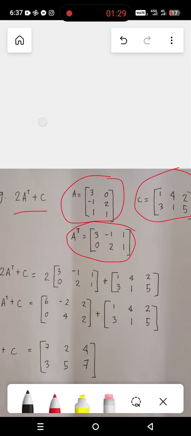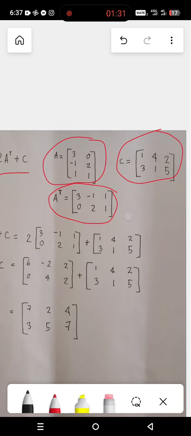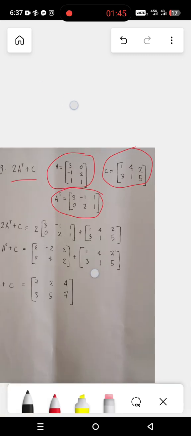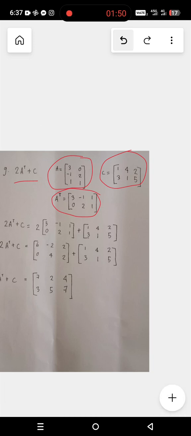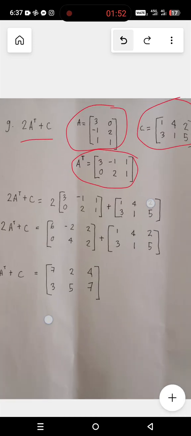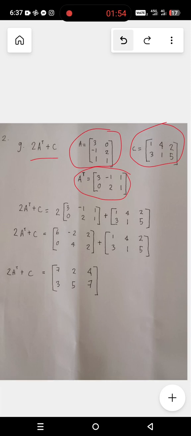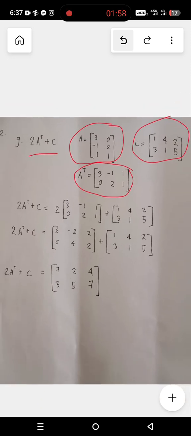because we cannot add the matrix A and the matrix C, because they are not identical. So we need to find the transpose of A. So now we already have the transpose of A. And next, we're going to multiply the scalar, which is 2, to the transpose of A, because that is part of our indicated operation.